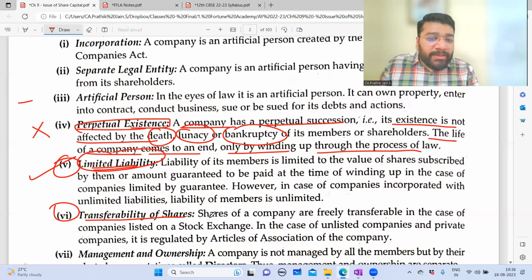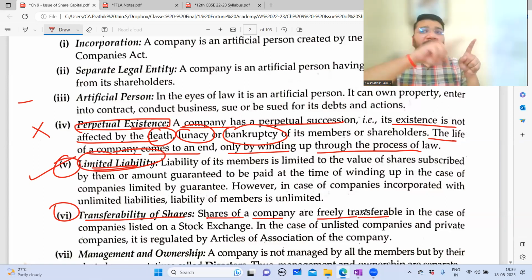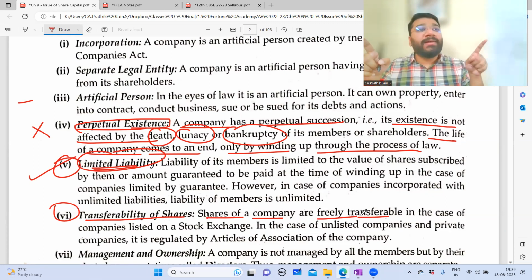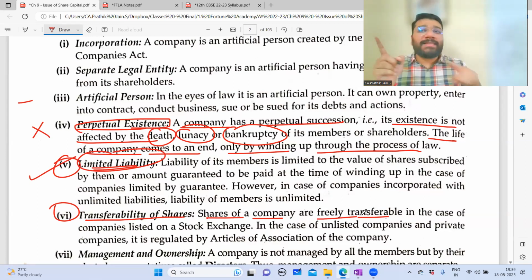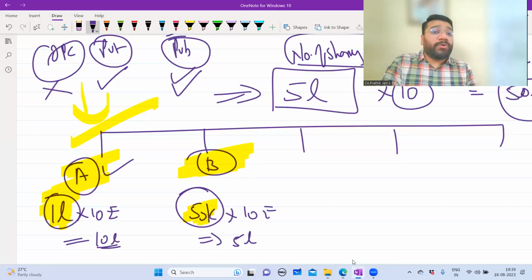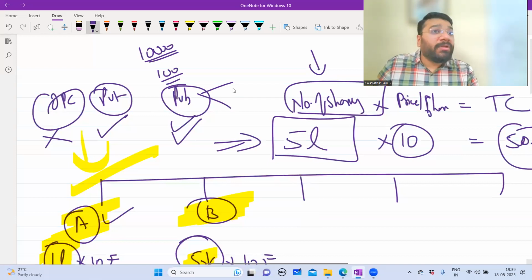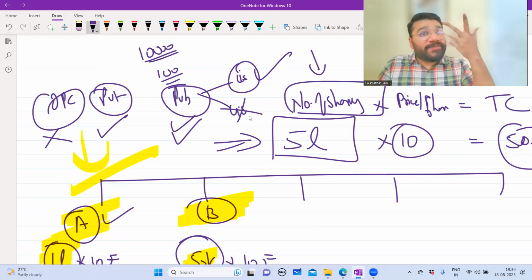So, shares of a company are freely transferable, which means what? A had 1 lakh shares. He will transfer the 1 lakh shares to another person Z. And Z has to pay the 10 lakh rupees to whom? A. So one hand gives shares, another hand takes money. Very easy. So shares of a company are freely transferable in the case of companies listed in the stock exchange. Now, in public company also, there are two varieties. If the public company is listed in stock exchange, then the transfer is easy. If it is not listed in the stock exchange, transfer is again challenging. I'm not saying impossible. It is challenging.